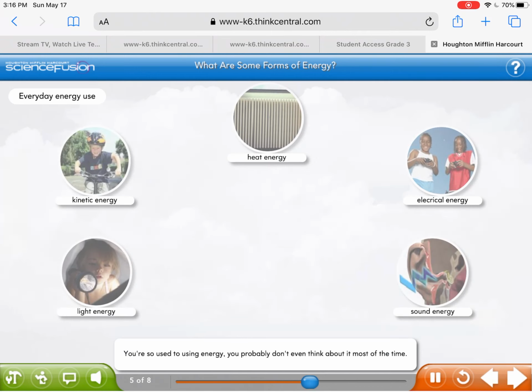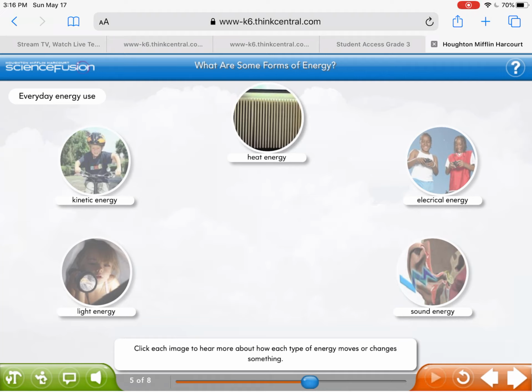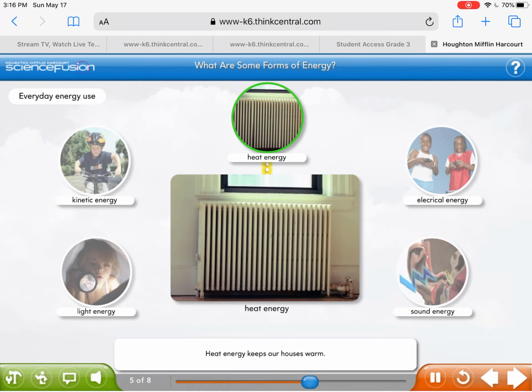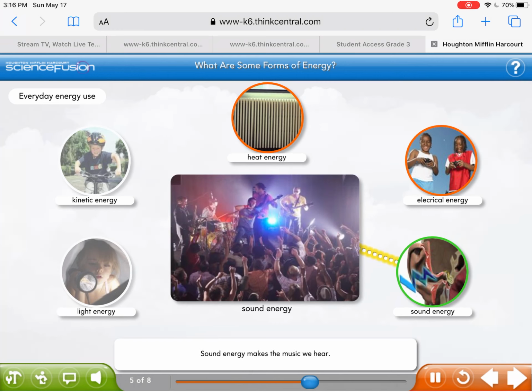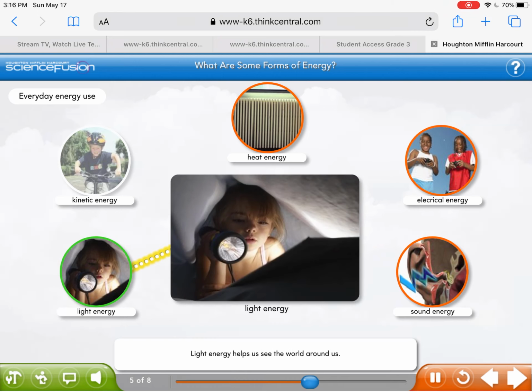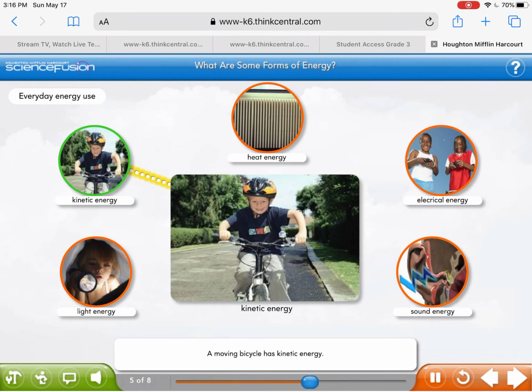You're so used to using energy, you probably don't even think about it most of the time. But it's always there. Click each image to hear more about how each type of energy moves or changes something. Heat energy keeps our houses warm. Electrical energy makes some toys move. Sound energy makes the music we hear. Light energy helps us see the world around us. A moving bicycle has kinetic energy.